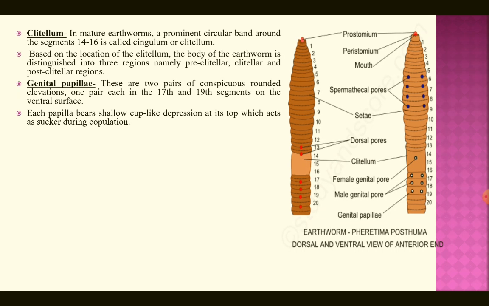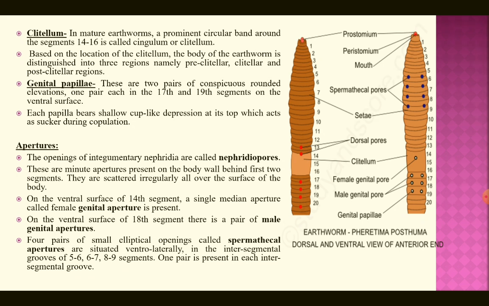Now the other apertures that you see on the body wall of this earthworm are the genital papillae and the other genital pores. Genital papillae are two pairs of conspicuous rounded elevations, meaning protruding structures, one pair each in the 17th and the 19th segments, seen only on the ventral surface. Each papilla bears a shallow cup-like depression at its top which acts as a sucker during copulation.